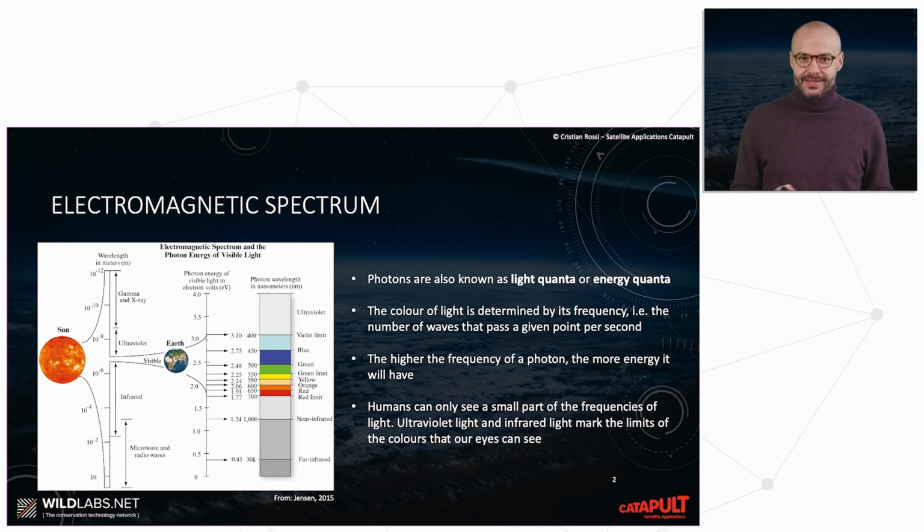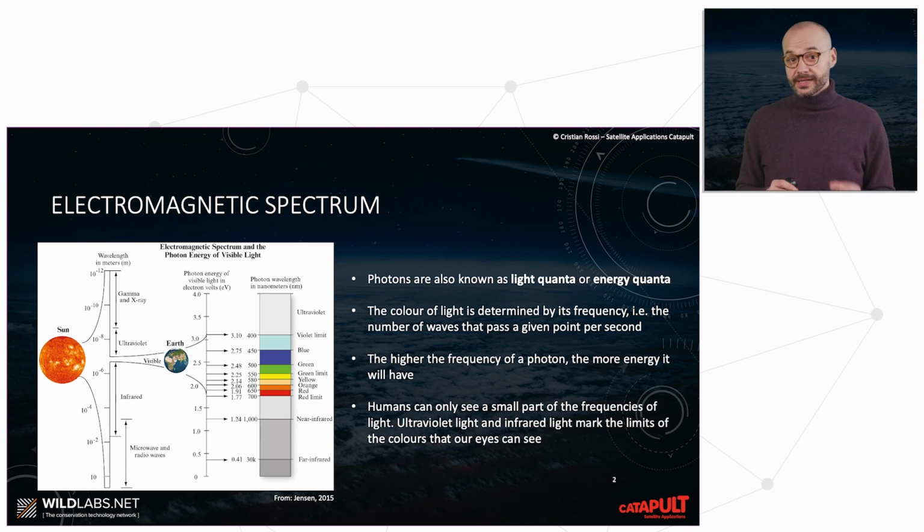Light is composed of photons, which are also known as light quanta or energy quanta. Those photons have a particular physical property, which is called wavelength. Photons travel in vacuum in this form, a sinusoidal form. And the wavelength is the distance between 2 peaks.